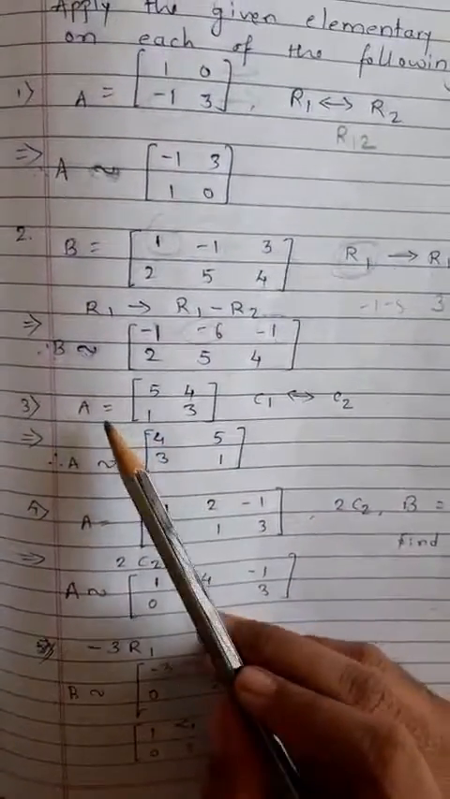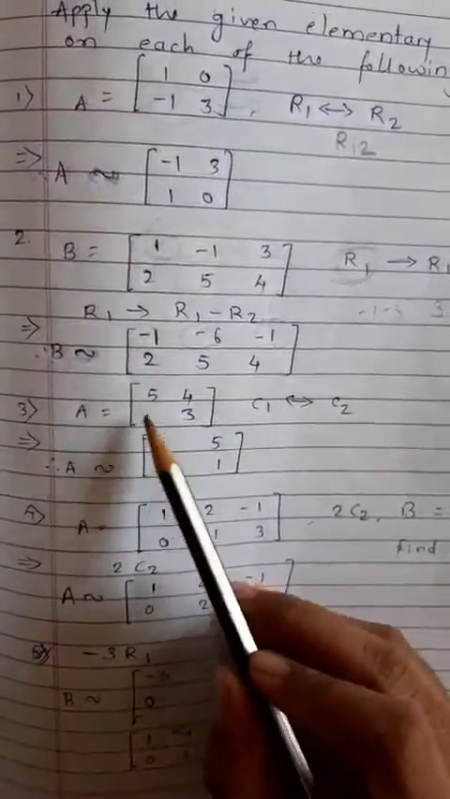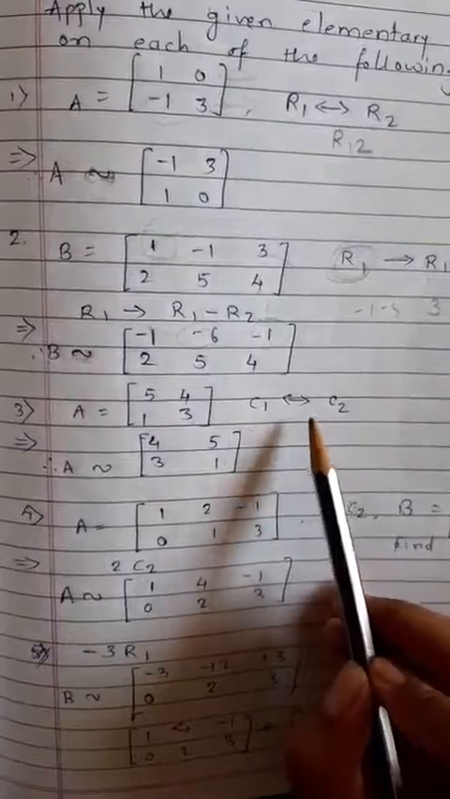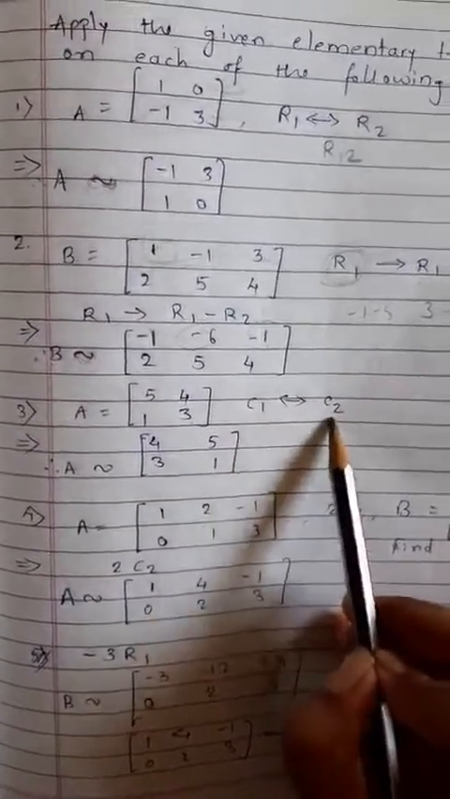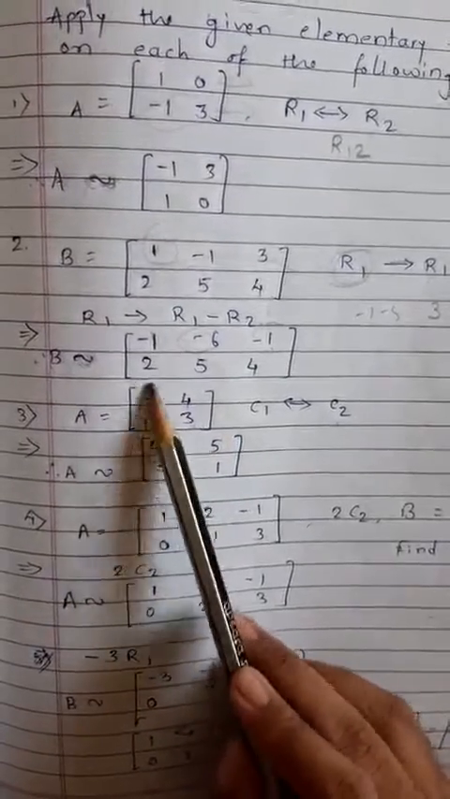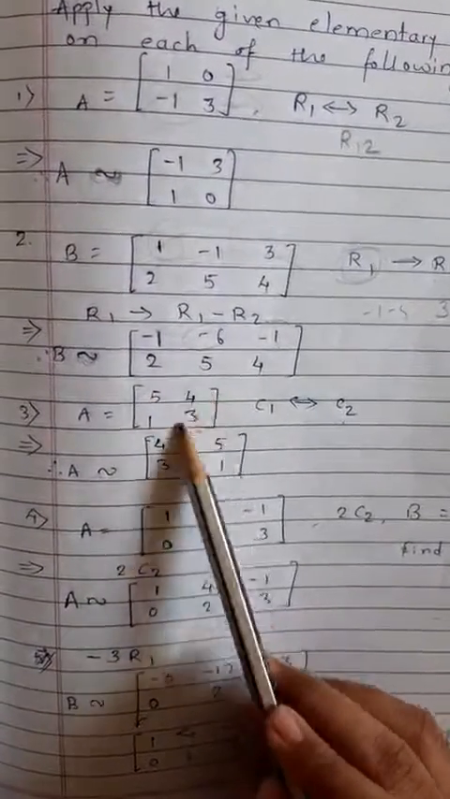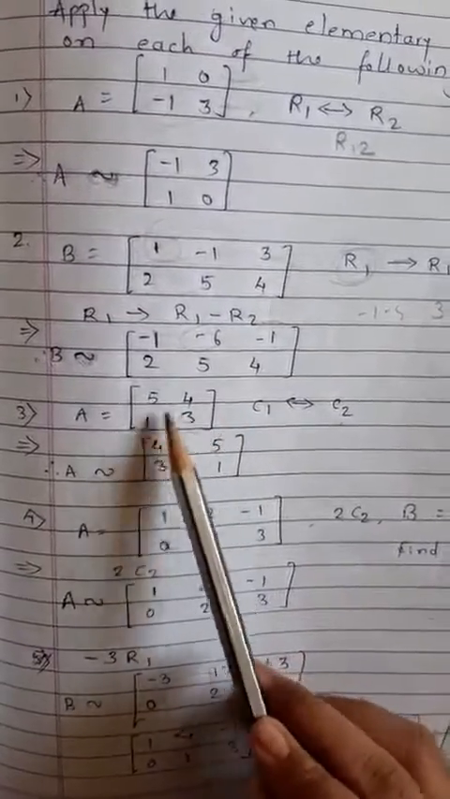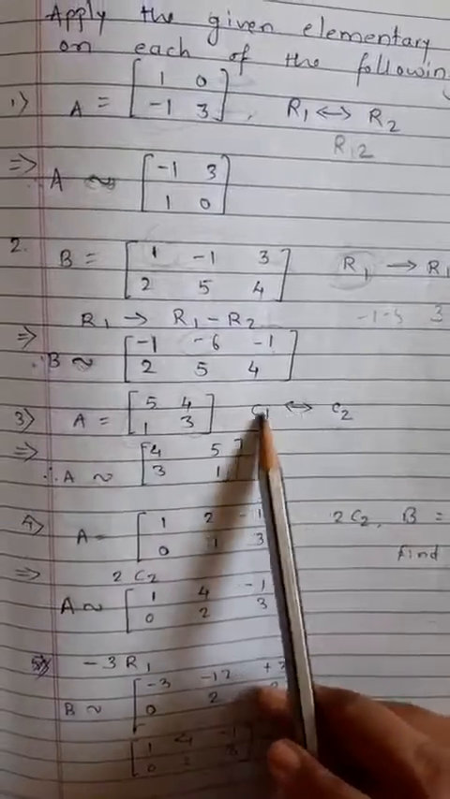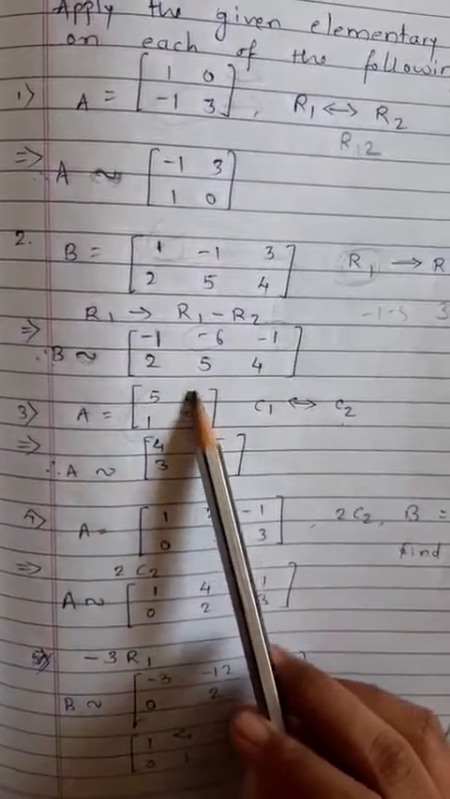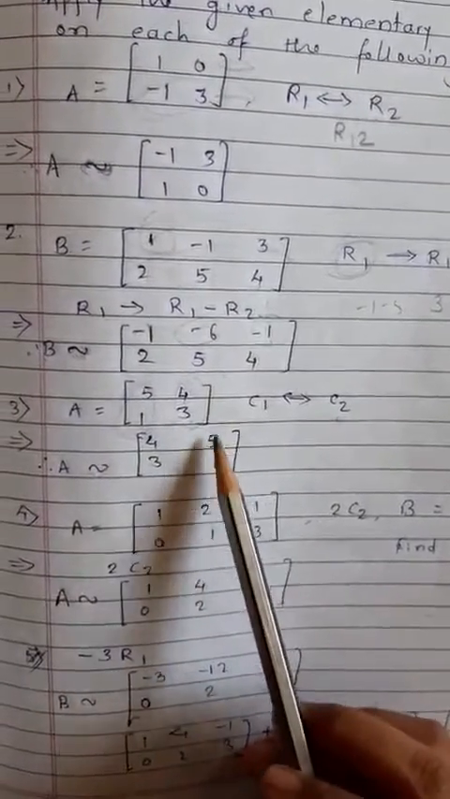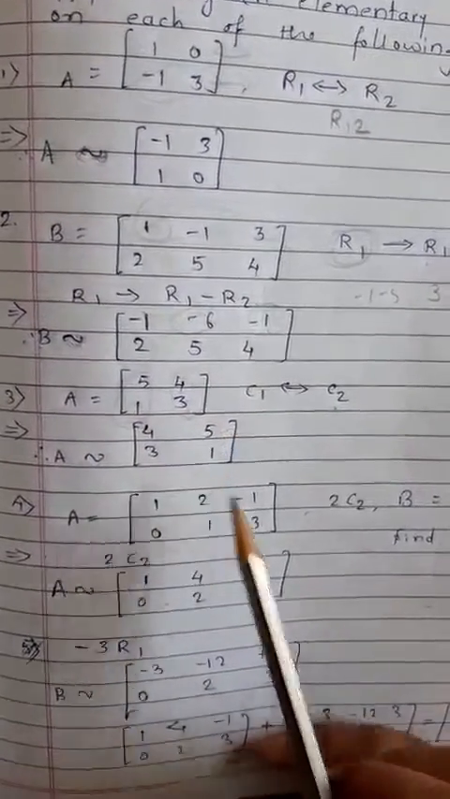And now the third example, A is equal to [5 4; 1 3], C1 to C2, means you have to interchange the columns. Now after the operation, the first column will become the second column and the second column will become the first column. Just you have to interchange the columns. Be careful, we are looking for columns. Okay, so the second column will be the first column, 4 3, and the first column will be the second column, 5 1.